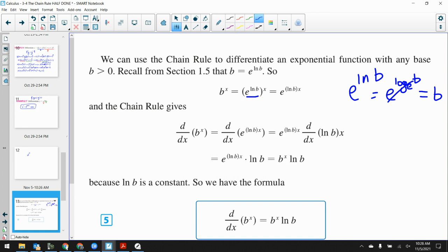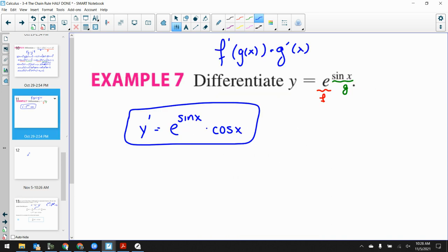Now, when I go to differentiate that, I'm saying if these two things are equivalent, I'm plugging that in there. Let's see what I can do to differentiate it. Well, e to the ln of b to the x, that's a chain rule: e to the something, and then ln of b times x. Those are two separate things happening at once, right? A function within another function. We just saw it here with the sine of x within the e to the x.